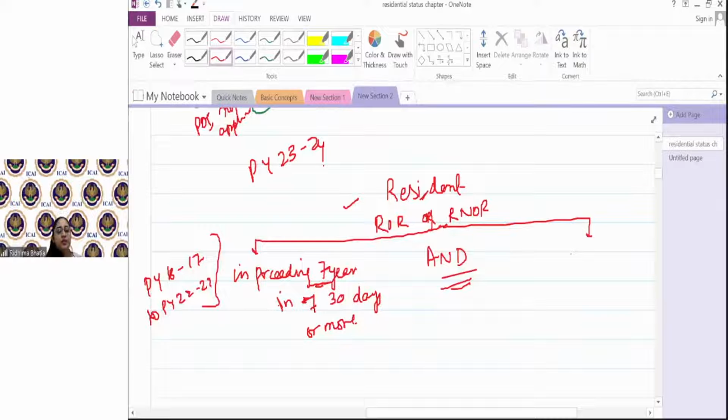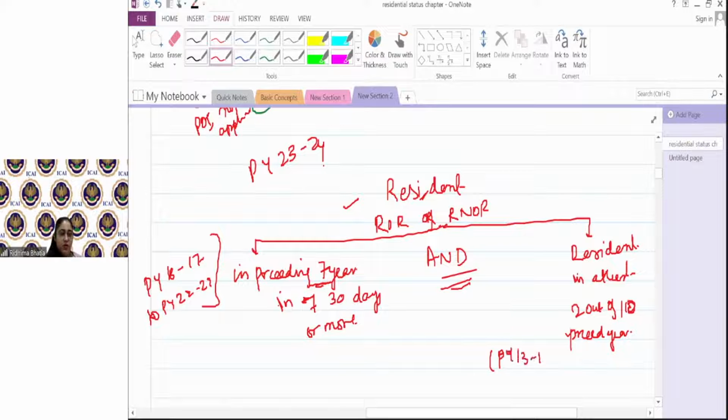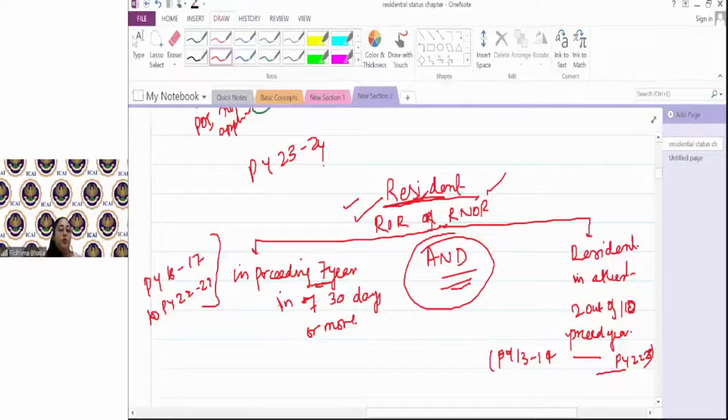Second condition is he should be a resident in India in at least 2 out of 10 preceding years. So that means from previous year 13-14 to previous year 22-23, he should be a resident in India. If both the conditions are satisfied, then he's in ROR. If only one condition is satisfied, then he's in RNOR. If no condition is satisfied, then also he's in RNOR because the criteria is both the conditions have to be satisfied. This you only have to check when a person is falling to be a resident.